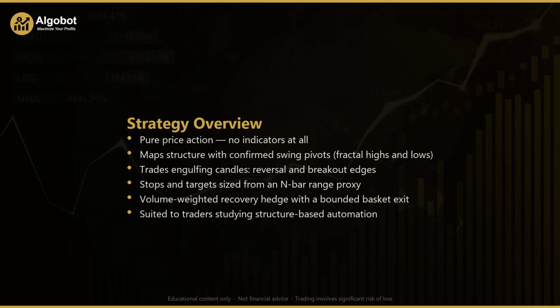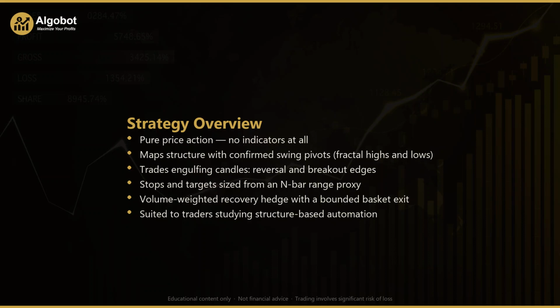Against those levels, the strategy watches for engulfing candles. An engulfing candle is one whose body fully covers the previous candle's body in the opposite direction. The approach studies two distinct edges. The first is a reversal, a bullish engulfing that dips into and reclaims a swing low signals a long, while a bearish engulfing that pushes into and rejects a swing high signals a short. The second is a breakout, a strong-bodied engulfing that closes decisively beyond a swing level signals continuation in that direction.